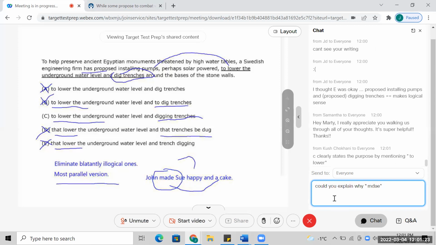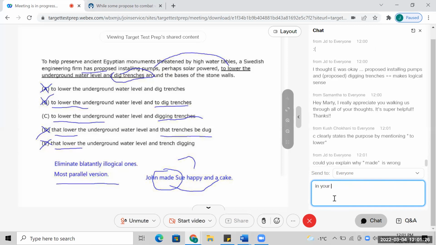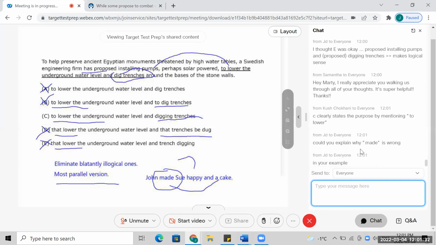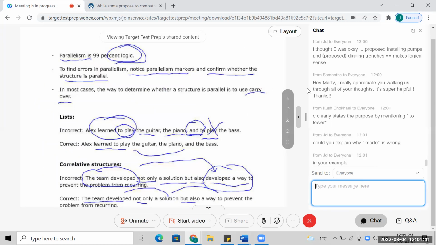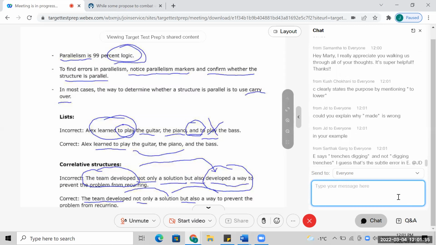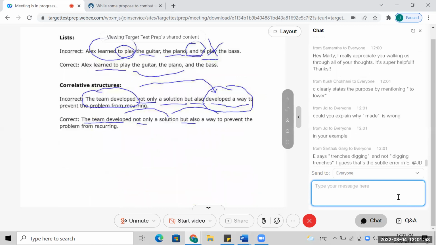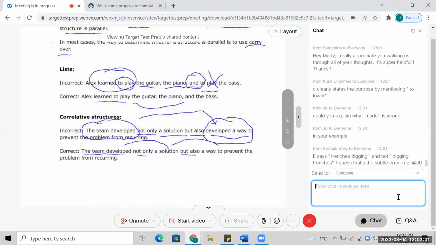That's it for parallelism. So what was that? Let's review real quick. What do we do here? In most cases, to find errors in parallelism, we notice parallelism markers. In all of these, we had coordinating conjunctions, we had some kind of list going on, even in the one with clauses that maybe I shouldn't have even used. So you look for the parallelism markers and then just confirm whether it's parallel. And in most cases, the way to determine whether it's parallel is just use carryover. Whether it's correlative structure or anything else, just use this carryover thing and see if everything works.